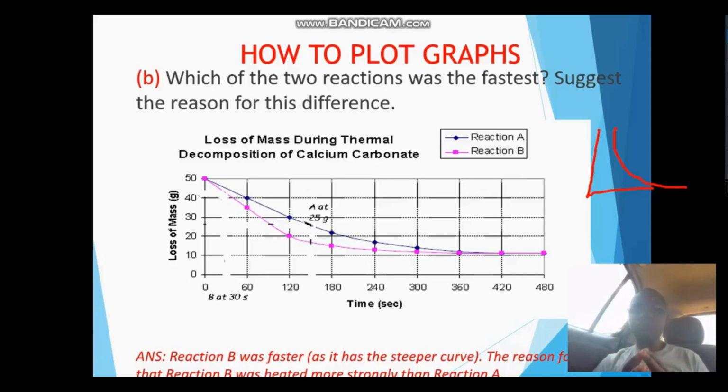Which of the two reactions was the fastest? Suggest the reason for your answer. So here you need to see which one has the sharper curve. You'll notice that reaction B has a sharper curve than reaction A. And what could be the reason? Well, the reason for this is that reaction B was heated more strongly than reaction A.